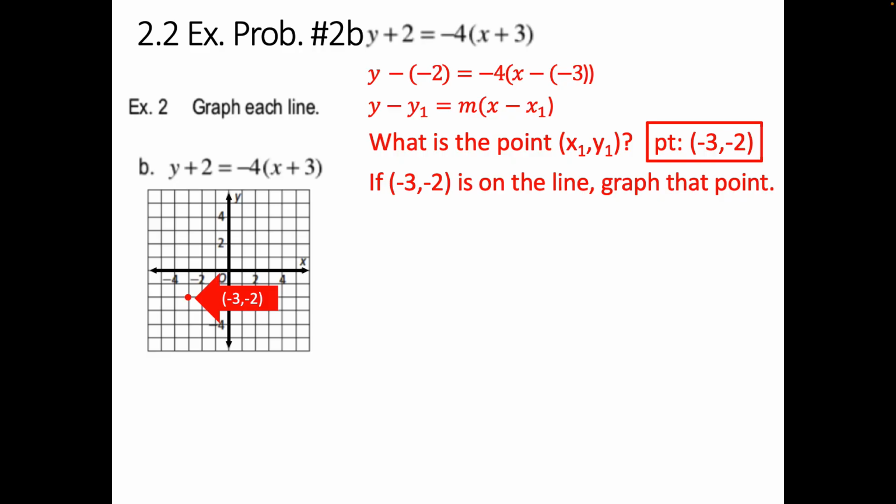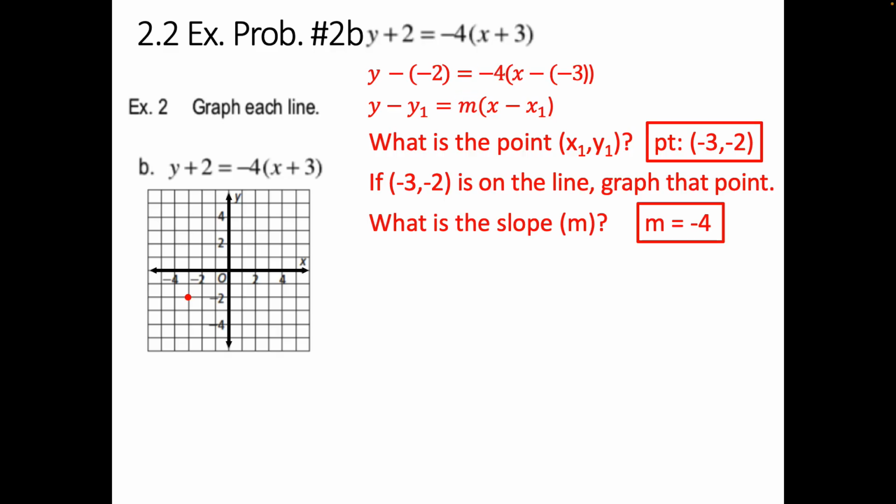And except for the previous one, it was always on the y-intercept. This point can be anywhere, but what you do next is the same thing, which is I have to figure out what my slope is. And hopefully from our equation above, it's easy to see that my slope is negative 4, because it's m times the quantity of the x's, and it's negative 4 times the quantity of the x's. So my slope must be negative 4.